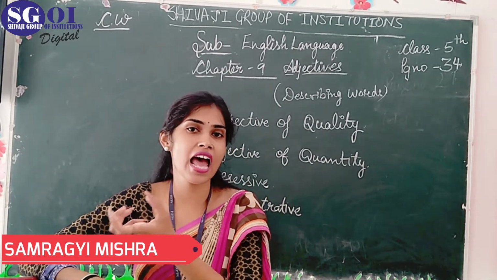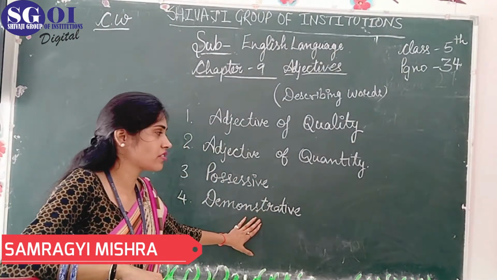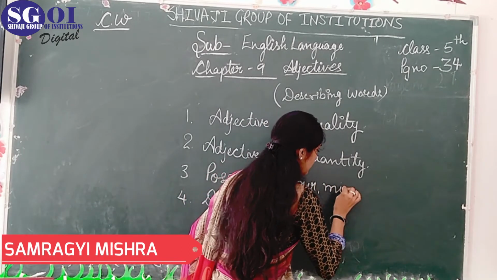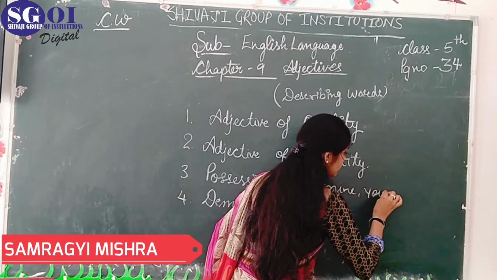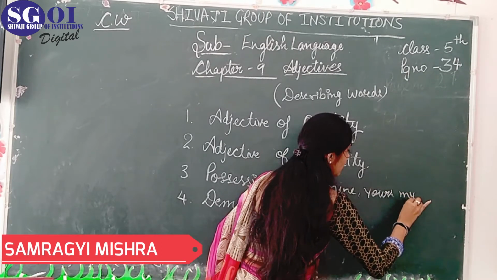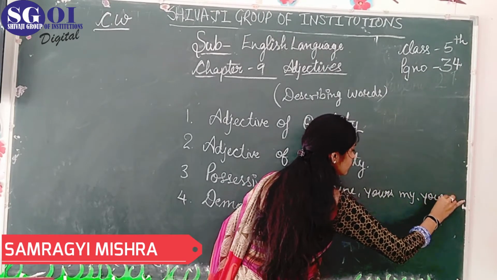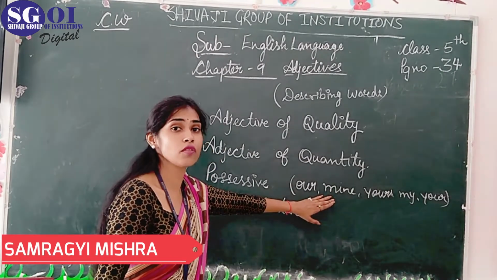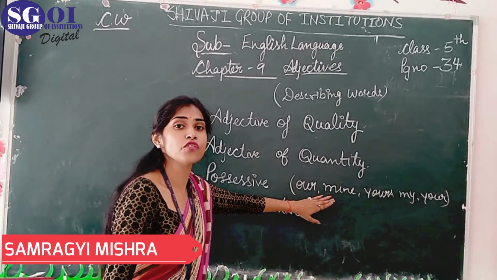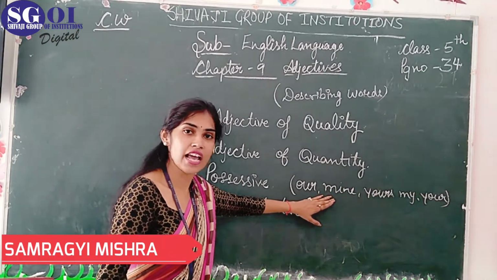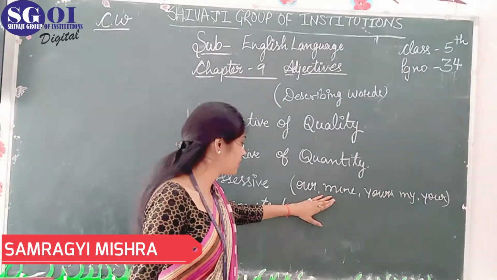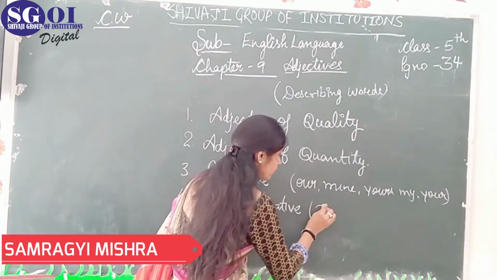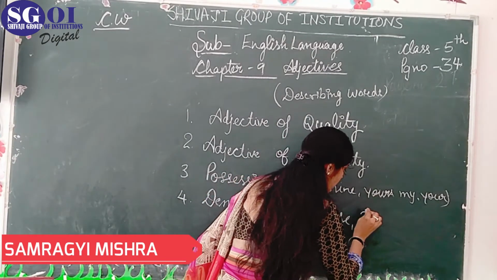These, those, this, that, these are all demonstrative. On possession: our, mine, yours, my, your. These words always stand for possession. These words always represent ownership for any noun, any thing, any animal. And demonstrative always indicates something. Okay. These, those.